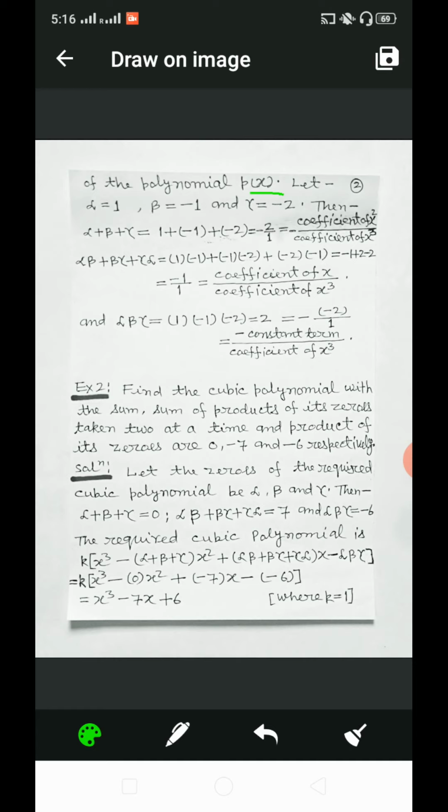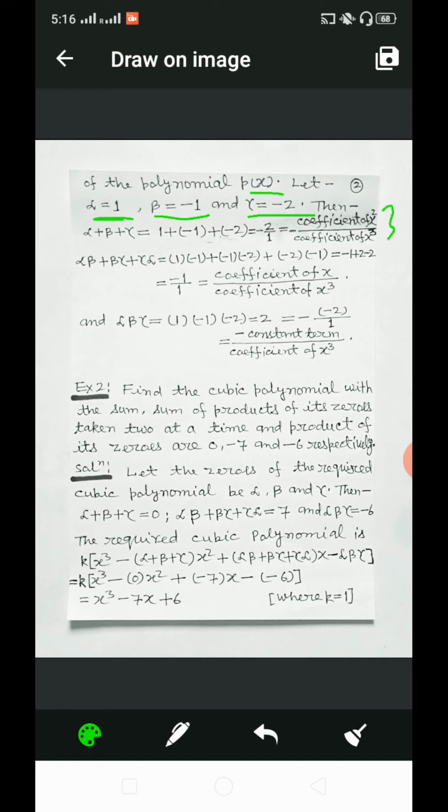Again, for verification of the relationship between the zeros and its coefficients, let alpha is equal to 1, beta is equal to minus 1 and gamma is equal to minus 2. Then alpha plus beta plus gamma equal to 1 plus (minus 1) plus (minus 2), and we get this is equal to minus 2, and minus 2 can be written as minus 2 by 1, and this is equal to minus coefficient of x square by coefficient of x cube.